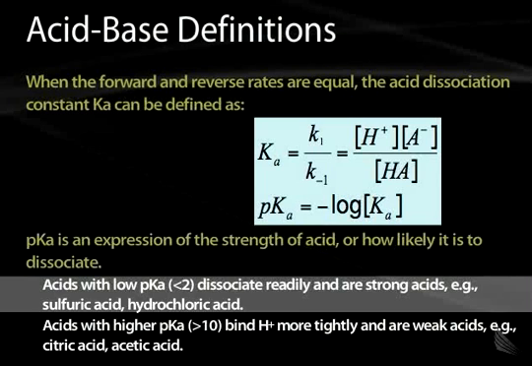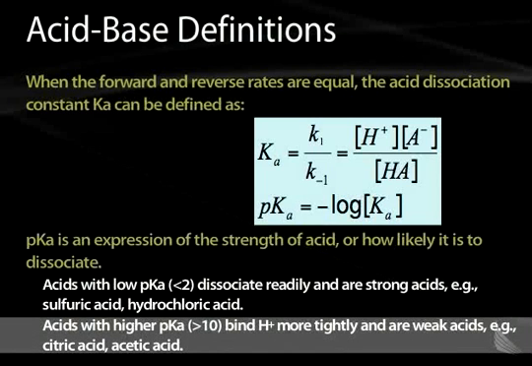Now, acids in which K-1 is greater than K1 have a higher pKa. You can do the math to figure that out. A higher pKa, say greater than 10, these are things like citric acid or acetic acid, and these are weak acids because they bind the proton more tightly, and when they're placed in water, they dissociate much less readily and produce fewer protons.